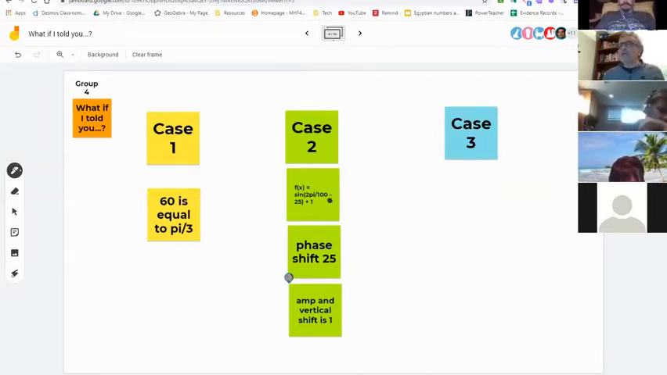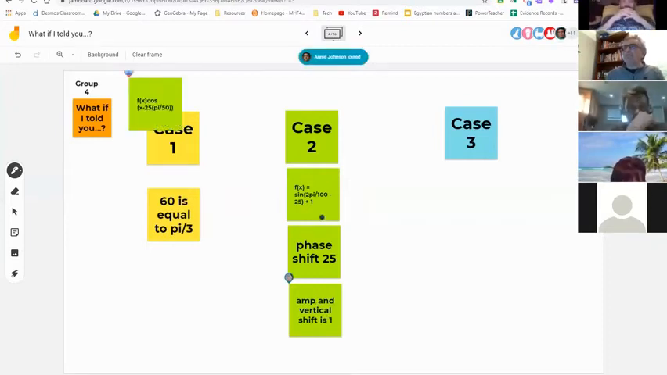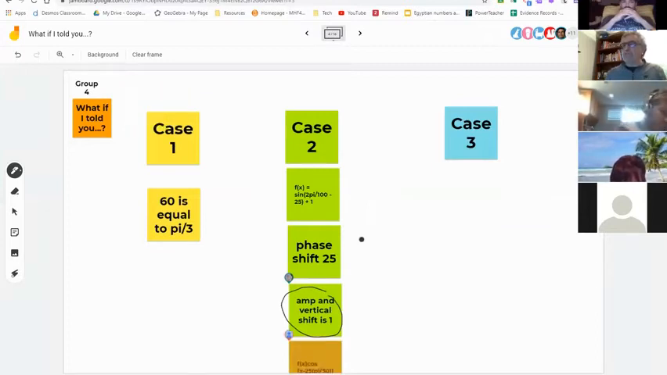2 pi over 100 minus 25. Phase shift is 25. Amplitude and vertical shift is 1. So there's a bit of two ideas here. One is the amplitude and the vertical shift is 1. The amplitude is definitely 1. I'm not sure there was any vertical shift. And again, we're forgetting the variable, so please don't.